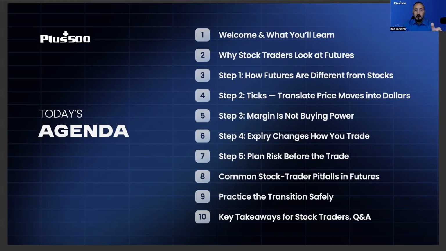Obviously, I already gave you the welcome. Here's what you're going to learn, steps 1 through 10, although these are 5 specific steps that I'm going to talk about. How futures are different from stocks, translating price movement into dollars. Margin is not buying power. What I think is probably the most important one.